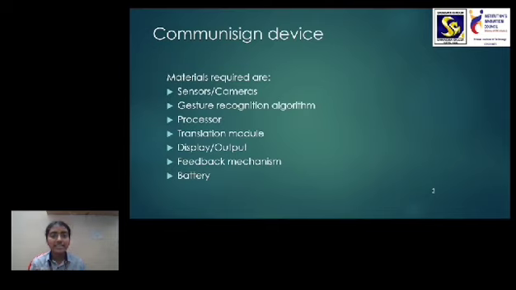And then it contains display and output. The gadget may have a visual display to show the translated text or a speaker, and it contains earphones to provide audible output for the user. And then it has a feedback mechanism. The device may include a feedback mechanism that allows the user to correct or refine the translation for improved accuracy. And then the device contains a battery. The device requires a power source such as a battery to operate the sensors, processing unit and display.